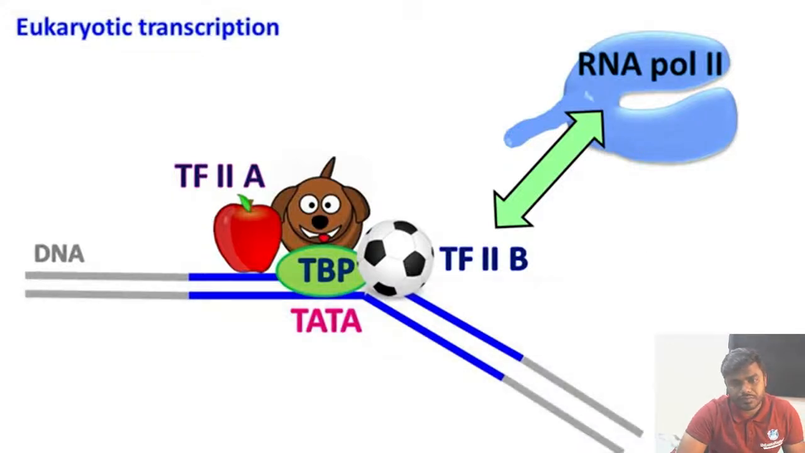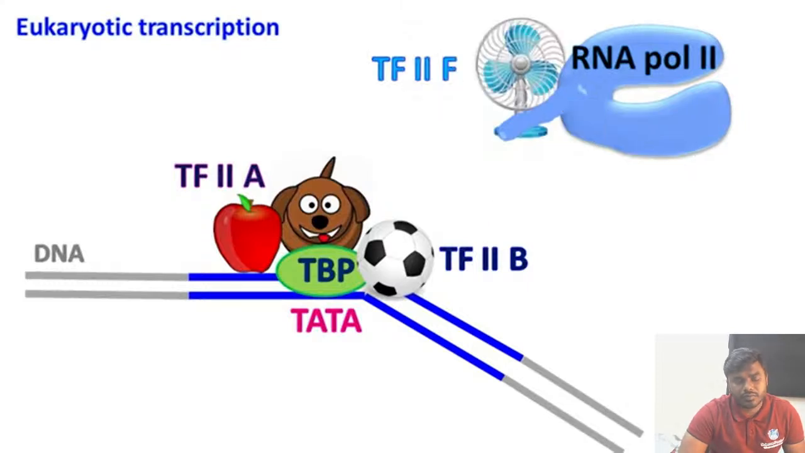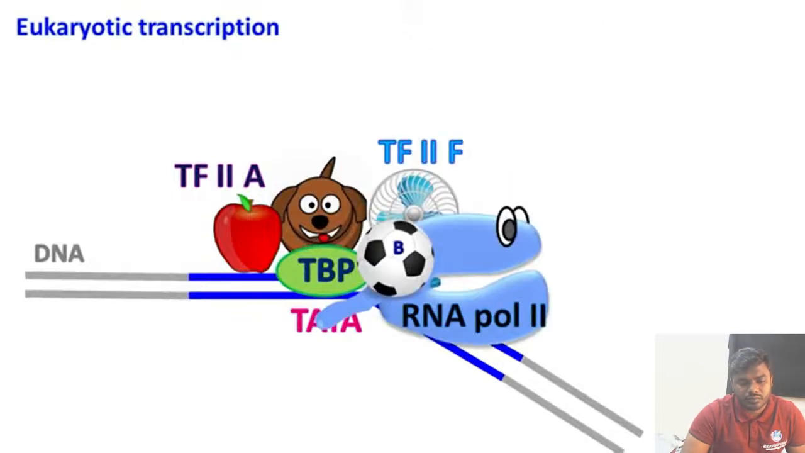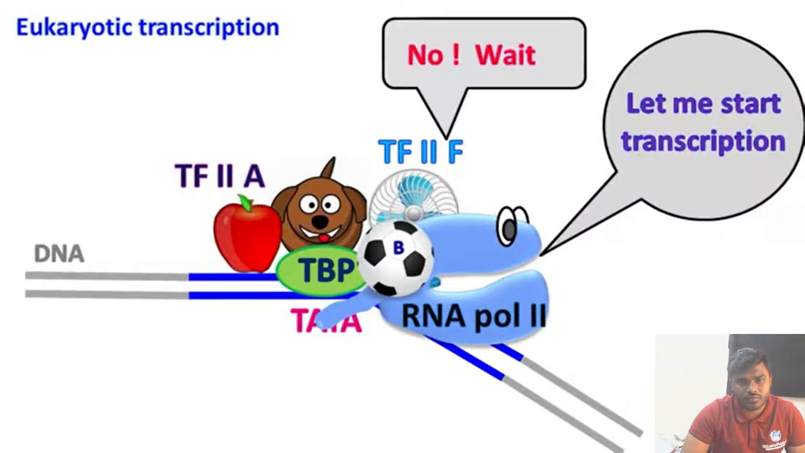Now, the RNA polymerase cannot bind the promoter on its own. A transcription factor TF2F helps RNA polymerase II to bind the promoter. TF2F interacts with TBP and TF2B while recruiting the RNA polymerase. TF2F also prevents RNA polymerase from contacting DNA outside the promoter.